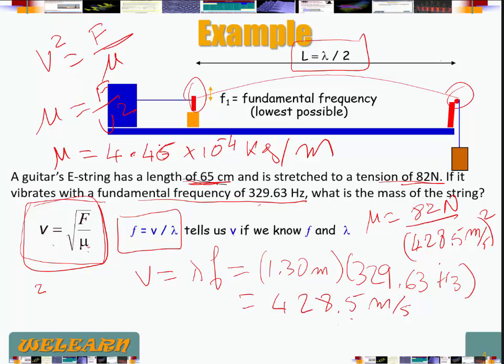Okay, how do we get the units? We have here newtons is kilogram times meters per second squared. So the second squared is going to cancel out, and then one of the meters is going to cancel, and we are left with kilograms per meter.